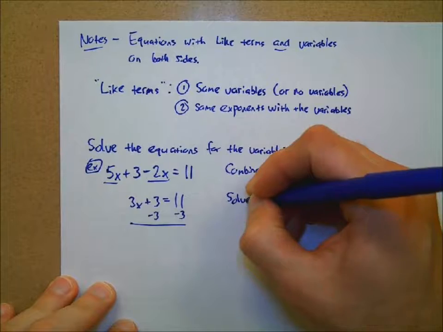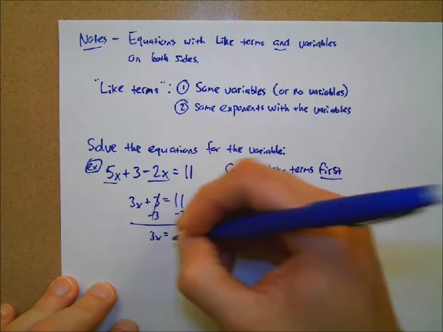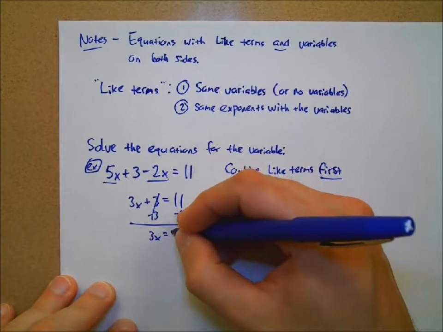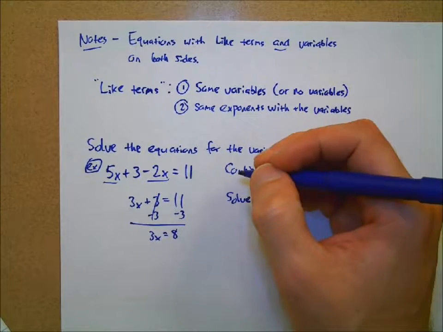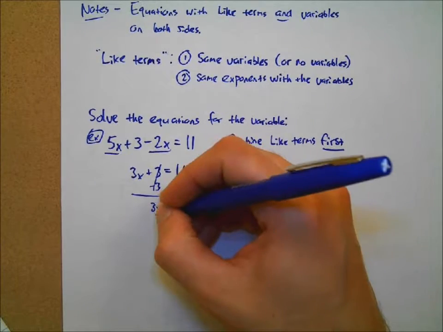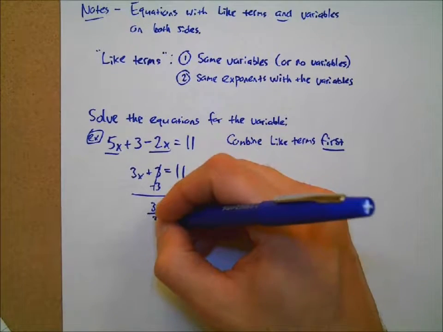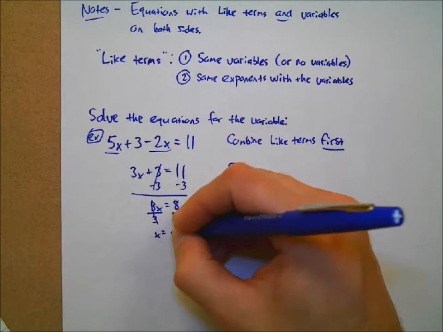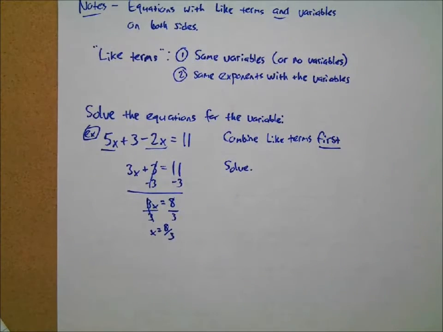Okay, so we get 3x equals 11 minus 3 is 8. And then last step, Mark, please take it away. Divide 3 over 8 by 3. Yeah, divide both sides by 3. You got it. Well done. X equals 8 over 3. Okay, there's our final answer.